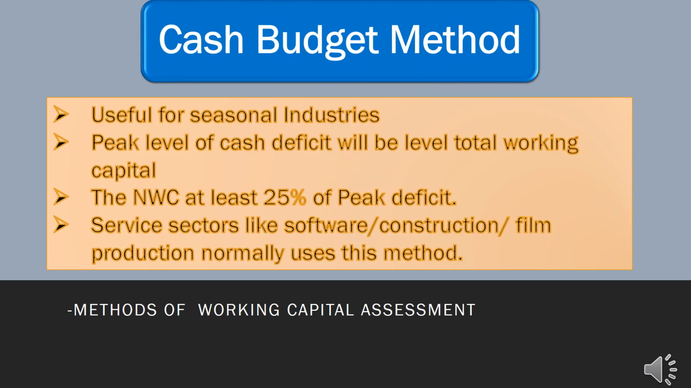The cash budget method is very customer friendly for firms involved in seasonal industries and construction activities. Here the peak level of cash deficit will be ascertained as total working capital. The net working capital is at least 25% of the peak deficit. The cash budget statement would comprise projected receipts and payments for the next 12 months, based on which the assessment will be done.